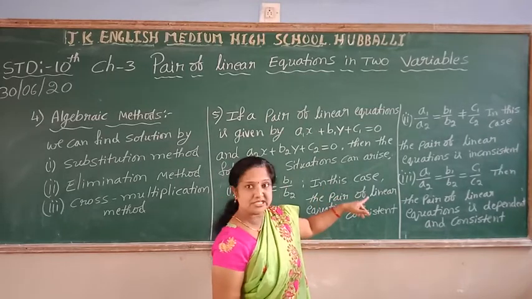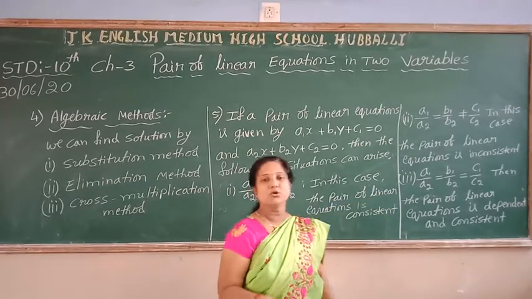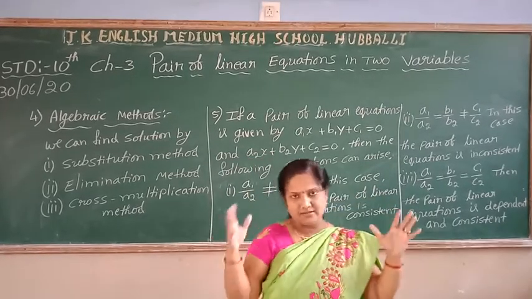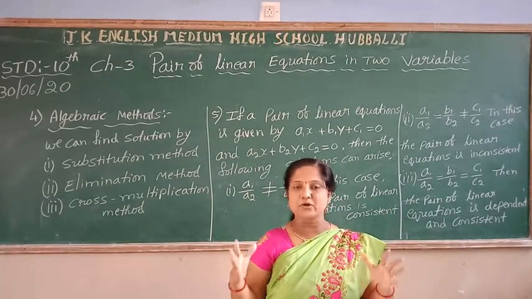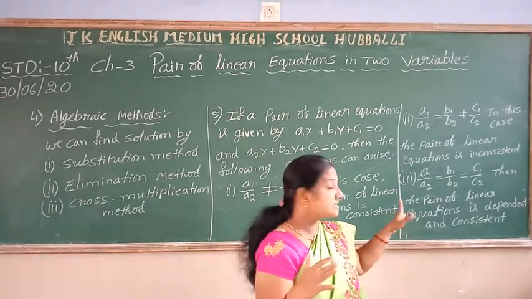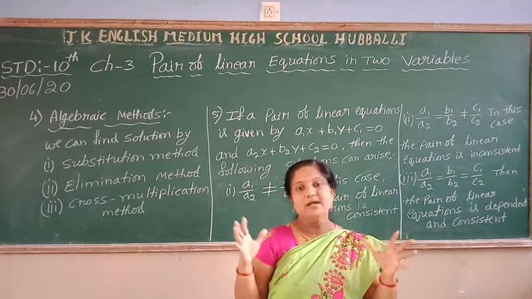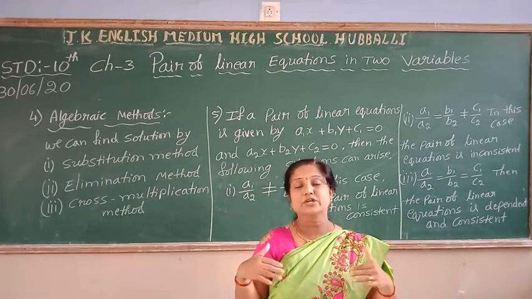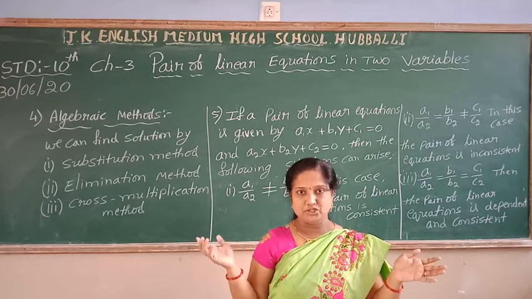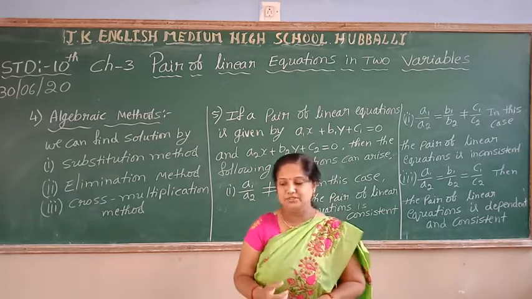And the condition is like this: A1 by A2 is equal to B1 by B2 is equal to C1 by C2. All the numerical coefficient ratios are equal, which means we are going to get coinciding lines. The pair of linear equations is dependent and consistent. Coinciding lines we get, so at that time it is dependent and consistent, so it will have infinitely many solutions. So write down all these points now in your notebook.